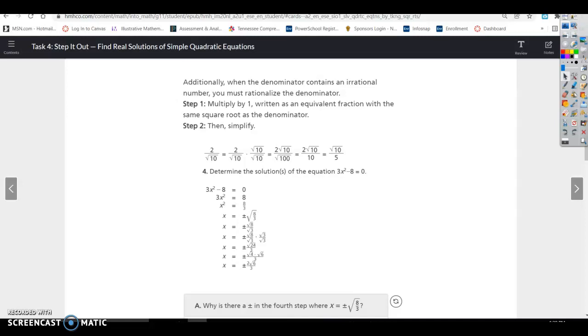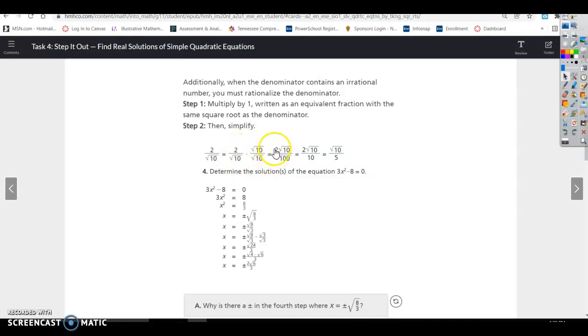Alright, so it says, additionally, when the denominator contains an irrational number, you must rationalize the denominator, multiplying by 1, written as an equivalent fraction with the same square root as the denominator. If you remember, anything divided by itself equals 1. So if I have 2 divided by the square root of 10, I can multiply by the square root of 10 over the square root of 10, which is just 1. That's just an equivalent form of 1. But I can do that in order to rationalize the denominator.